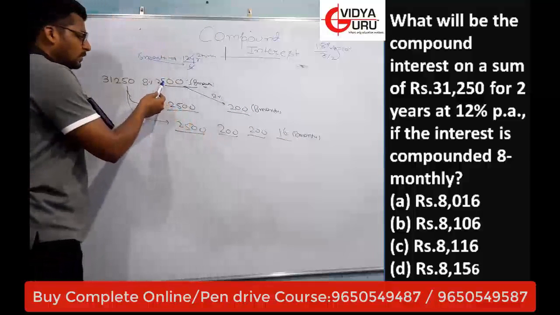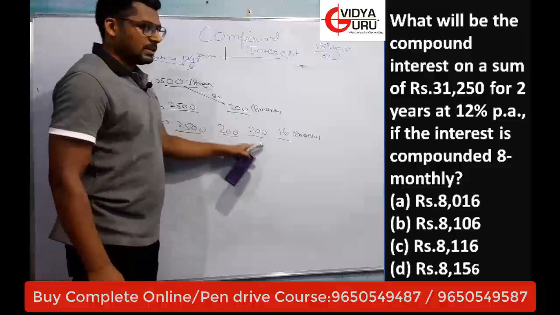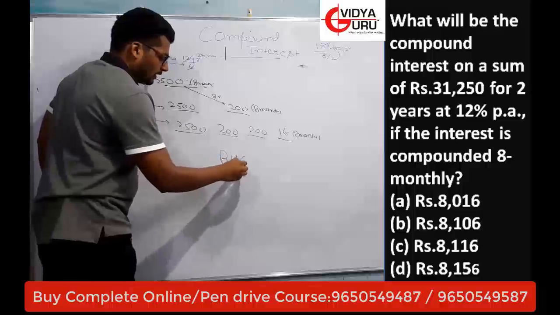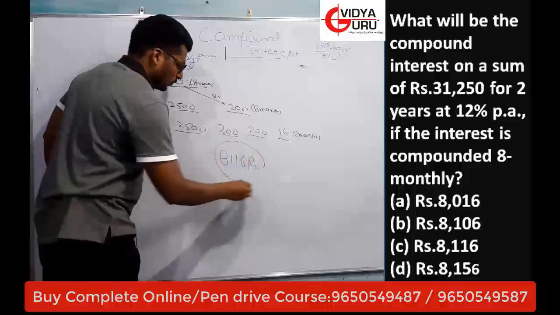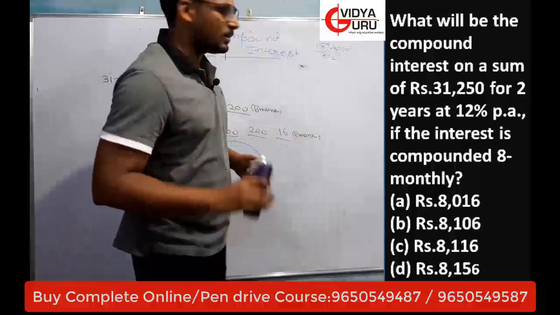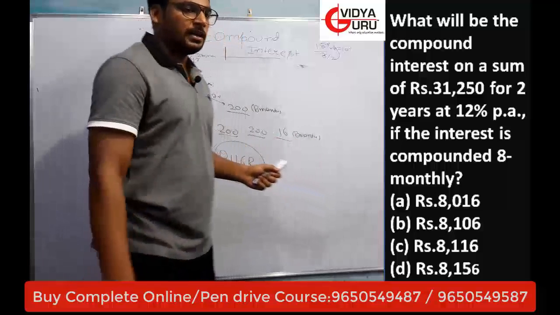If I sum this up, 2500, 2500, 2500 is 7500, and this is 600, so 8100, and 16 more, 8116 rupees will be interest. That means option number C is correct. Hope you are getting it. Hope you are understanding the concept, what I mean to say.